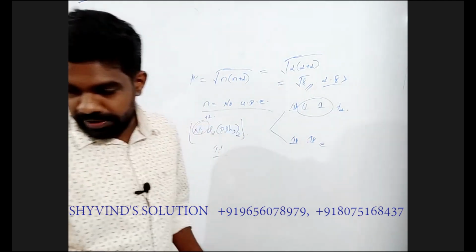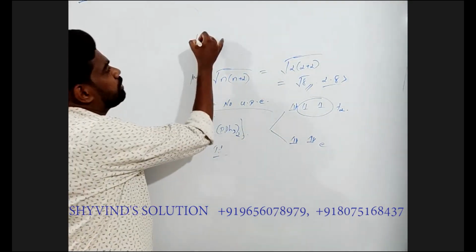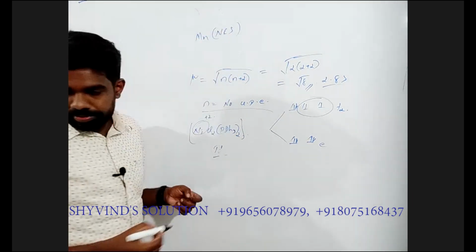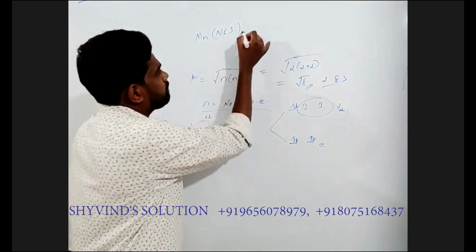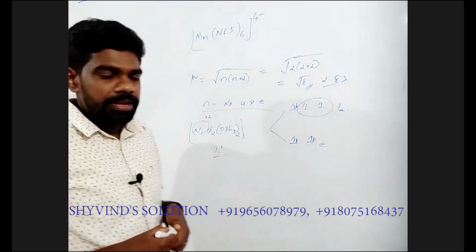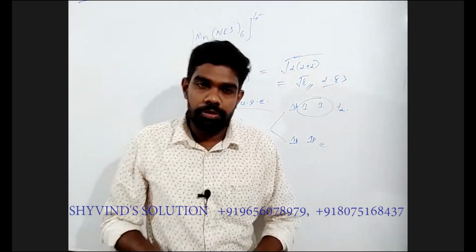The next molecule given is Mn(NCS)6 4 minus. This is the next molecule given.